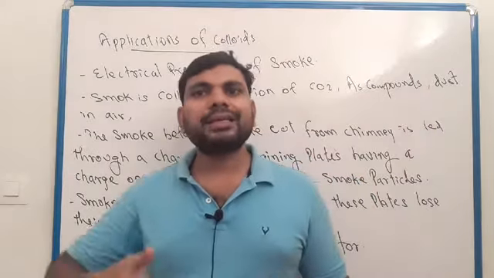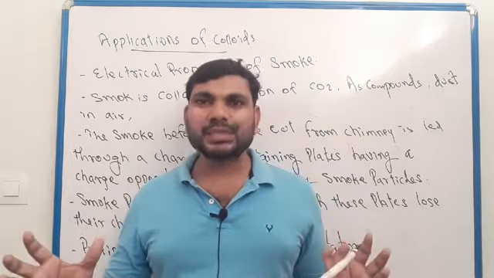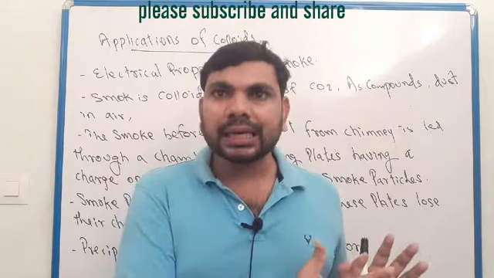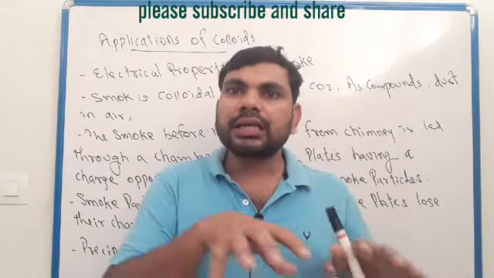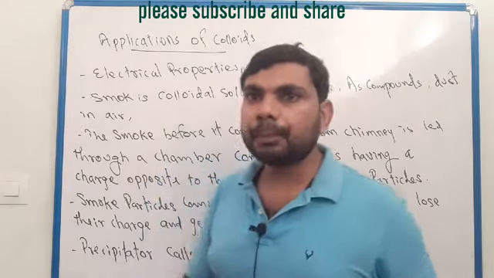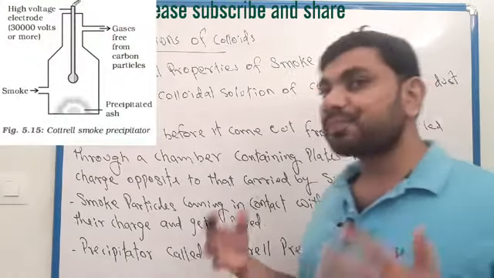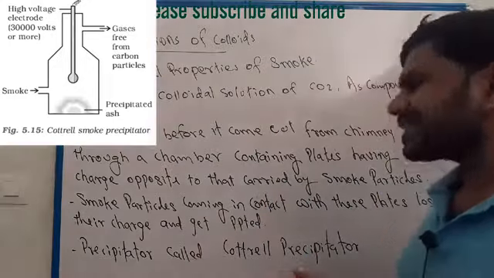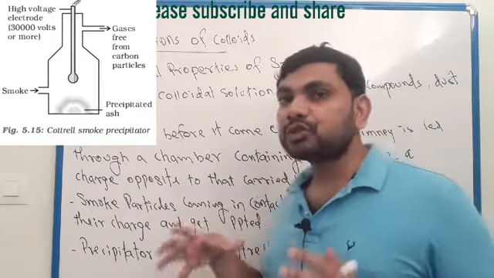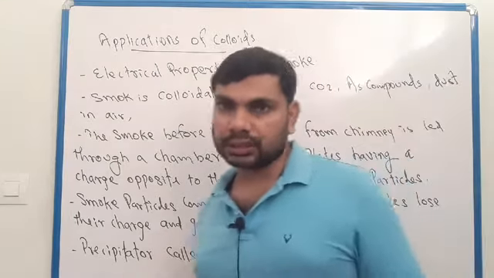Before the smoke comes out of chimneys, it passes through a chamber which contains charged plates. The smoke particles, in contact with these plates, lose their charge and settle on the floor of the chamber. This type of precipitator is called the Cottrell precipitator. So these are the things we have to understand about the electrical properties of smoke.